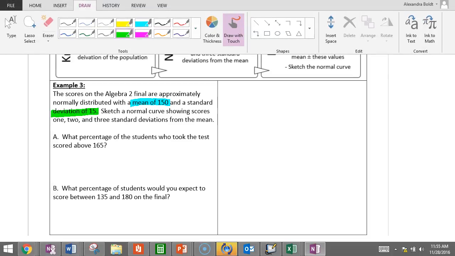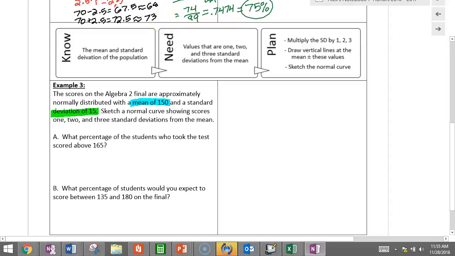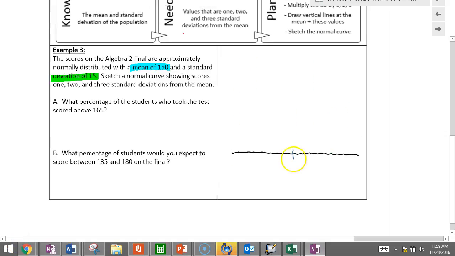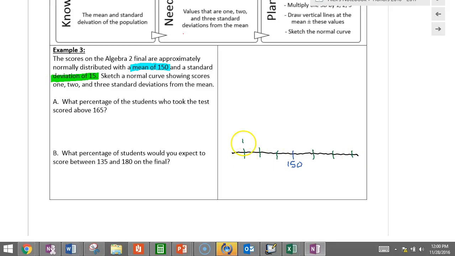So, really all we're going to do is we'll create our line here. Right in the center is going to be that mean of 150. So once I have my mean, I need to put in my standard deviation. So I need to go 3 in each direction. So I'm going to go up 3, 1, 2, 3, and down 3, 1, 2, 3. And not only are we going to mark it there, but we're going to draw these nice vertical lines.